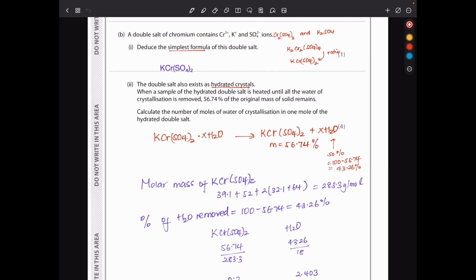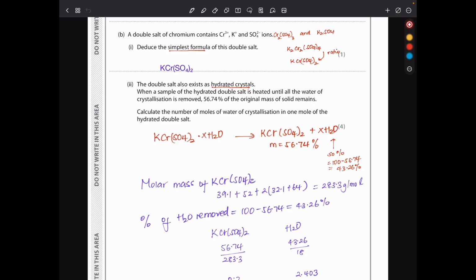And then they say the double salt also exists as hydrated crystals. When a sample of the hydrated double salt is heated until all the water of crystallization is removed, 56.74% of the original mass of solid remains. Calculate the number of moles of water of crystallization in 1 mole of the hydrated salt. Now, if 56.74 remains, it means whatever has gone away is going to be water. So the percentage composition of water in the original is going to be 100 minus that, as we can see here. So water removed is 100 minus that, giving us 43.26%.